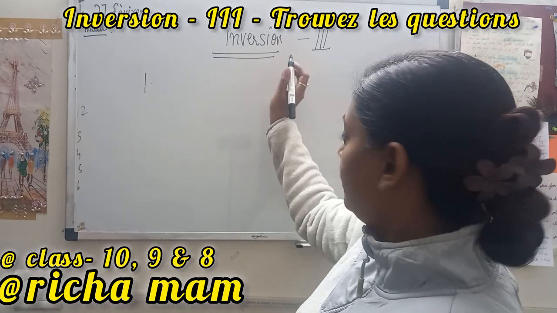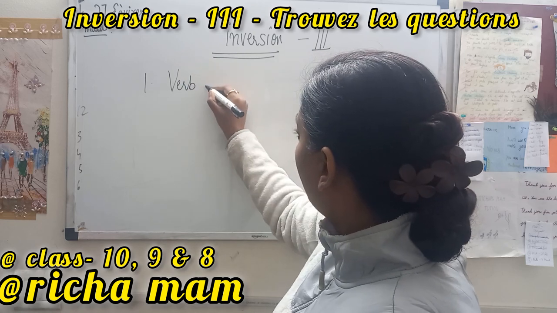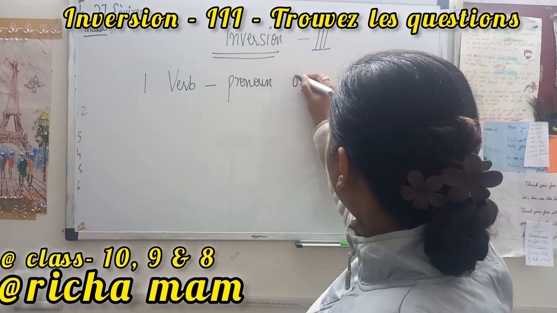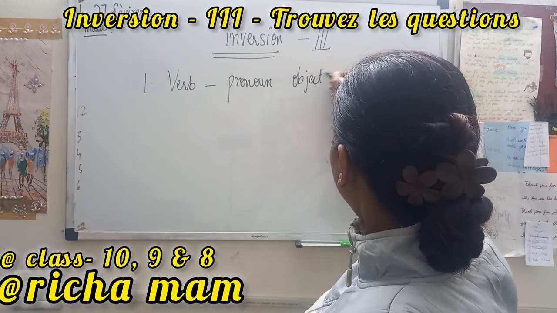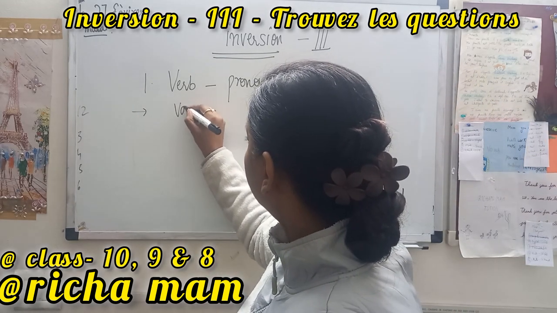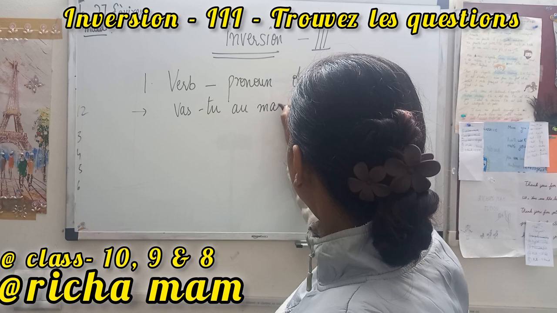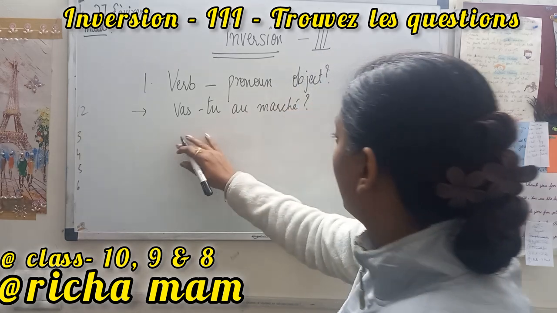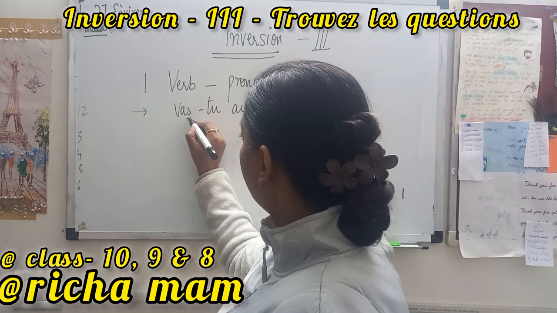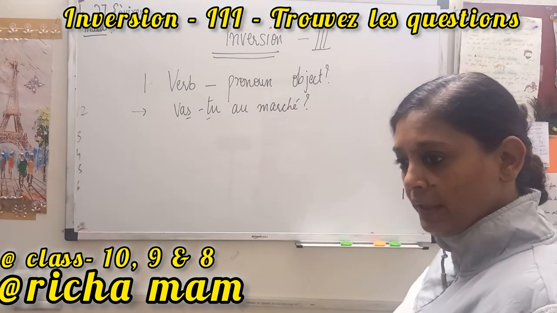Number one, in inversion, we will start with the verb, dash, then pronoun, then object, right? Then question mark. Par exemple: va-t-u au marché? Are you going to market? Right? So here the verb is not ending with a vowel and the pronoun is also not starting with a vowel. Is it clear?